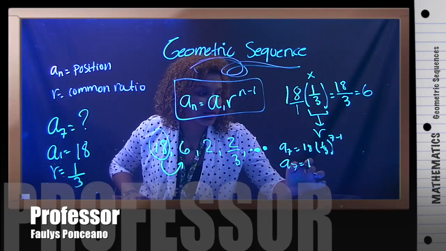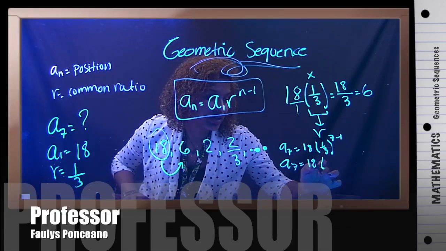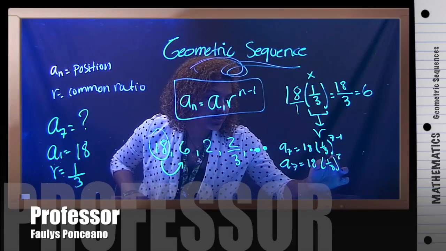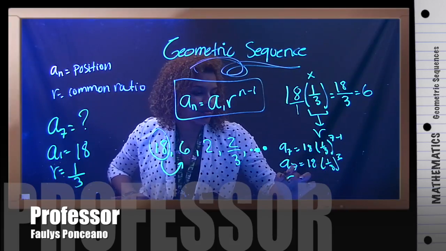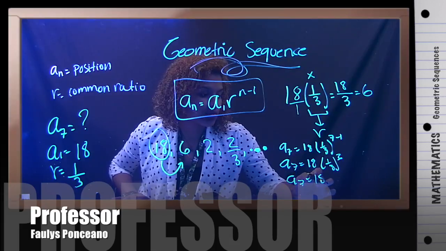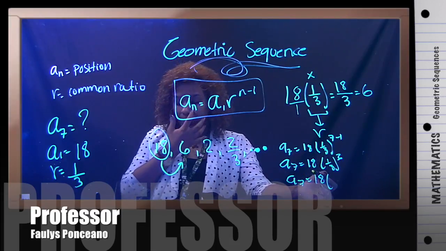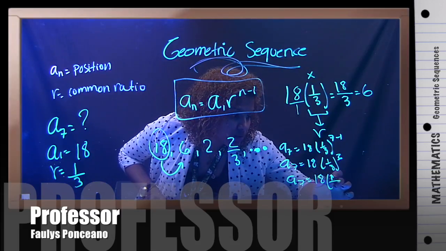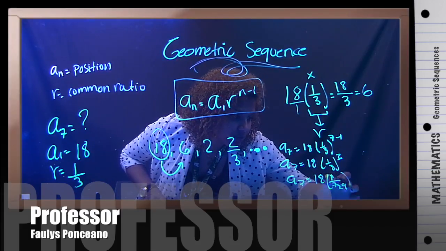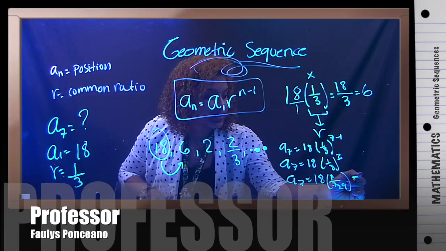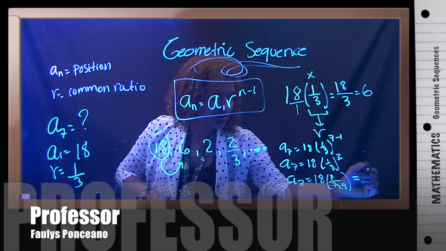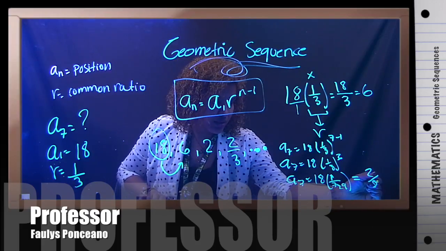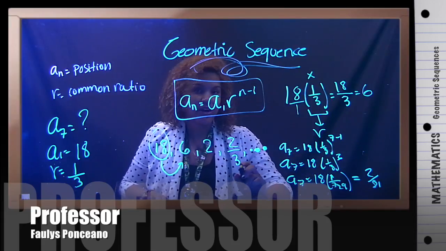A sub 7 equals 18 times 1/3 to the power of 6. We need to follow PEMDAS. This becomes 6. When you have 1/3 raised to the 6th power, it gives you 1 over 729. Multiply that, and that gives you 2 over 81. And that's a sub 7.